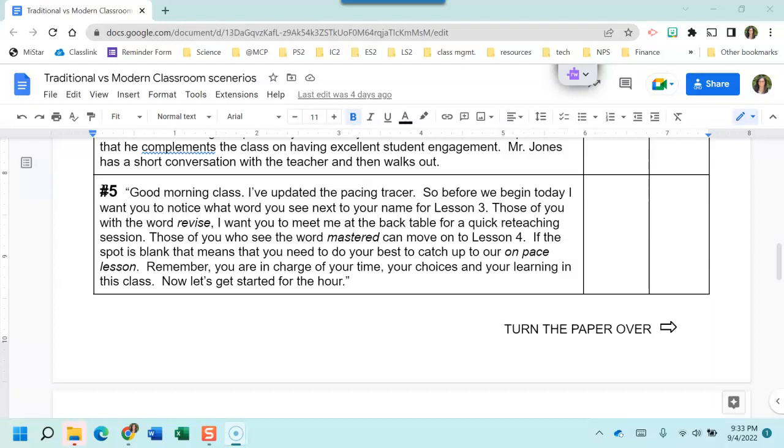Remember, you are in charge of your time, your choices, and your learning in this class. Now, let's get started for the hour. What do you think? Is it a traditional classroom or a modern classroom? Make sure you underline one sentence in scene 5 that supports your answer.